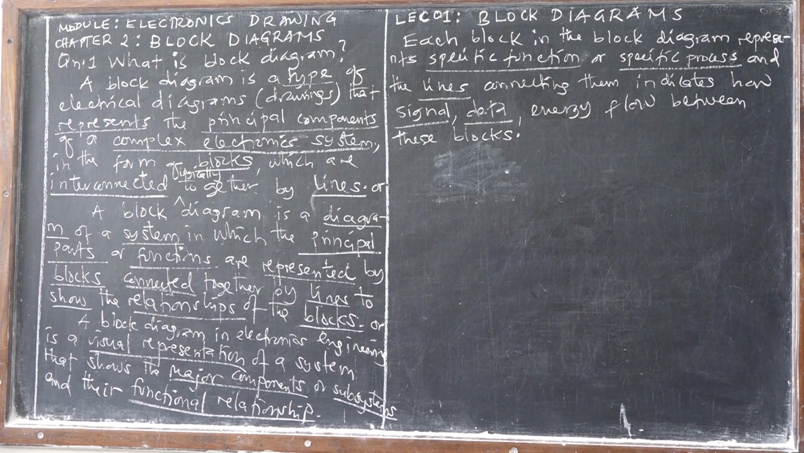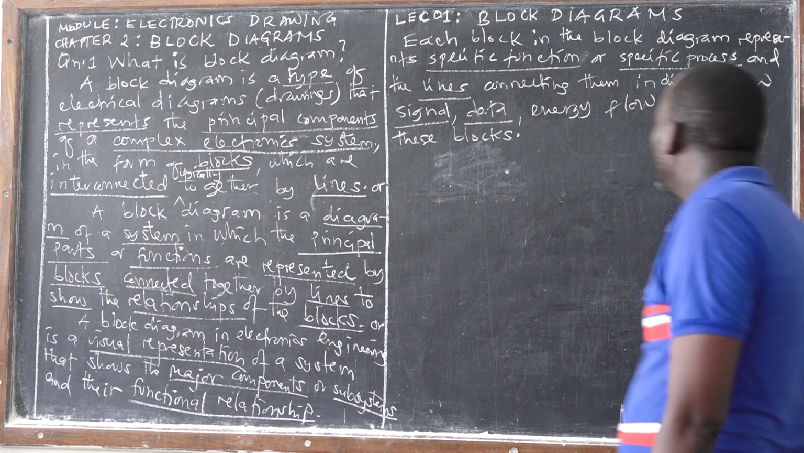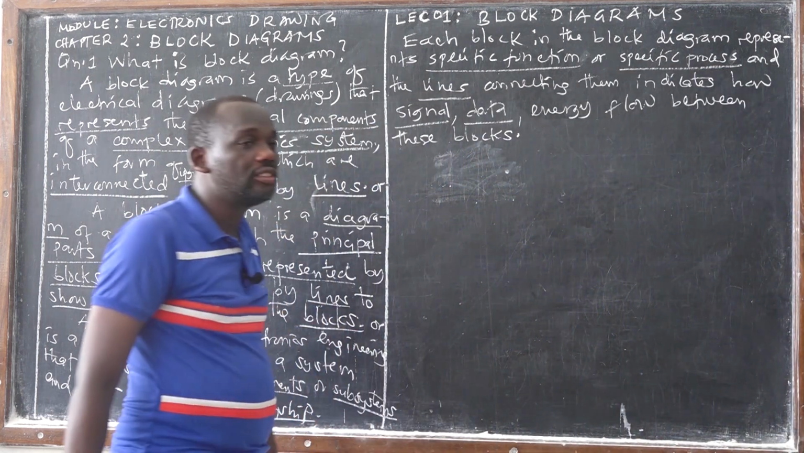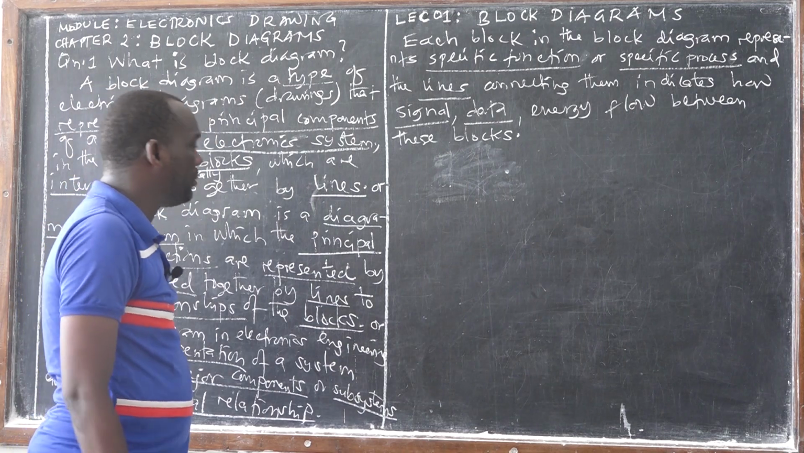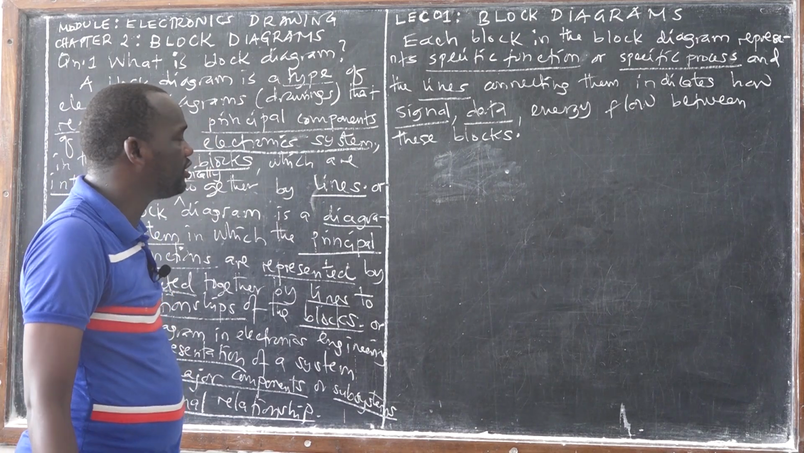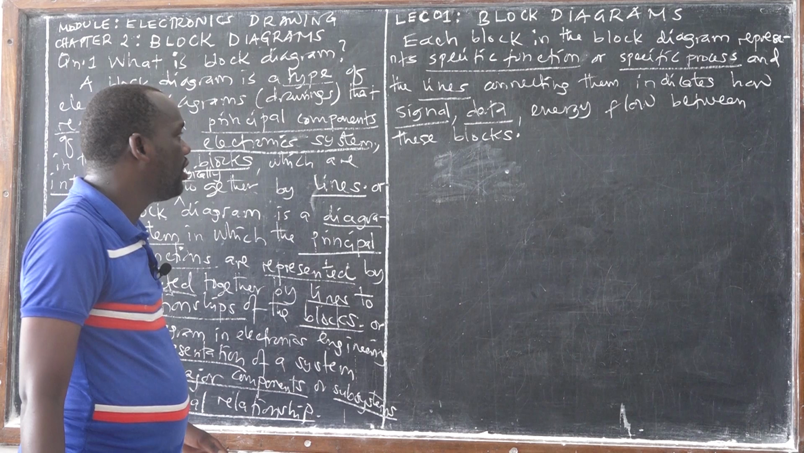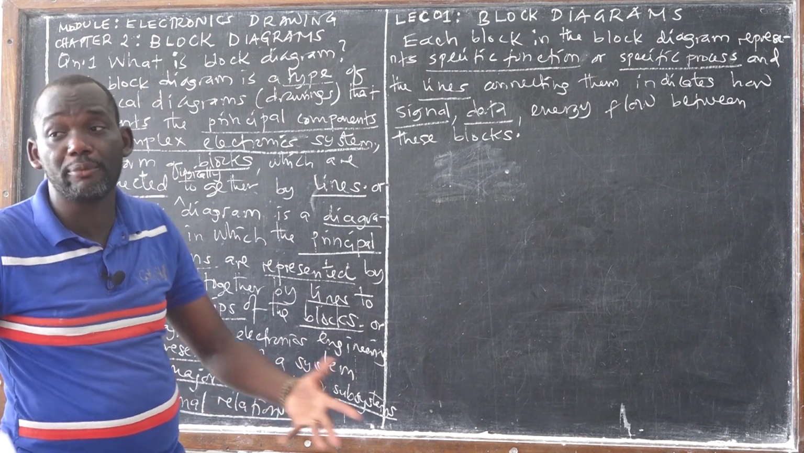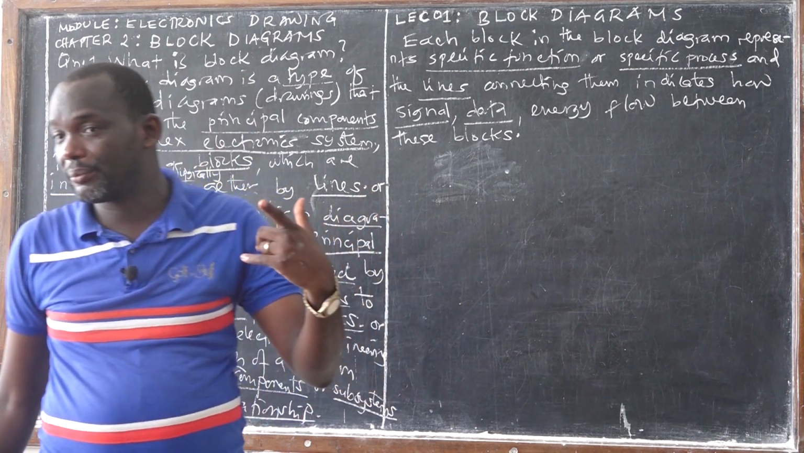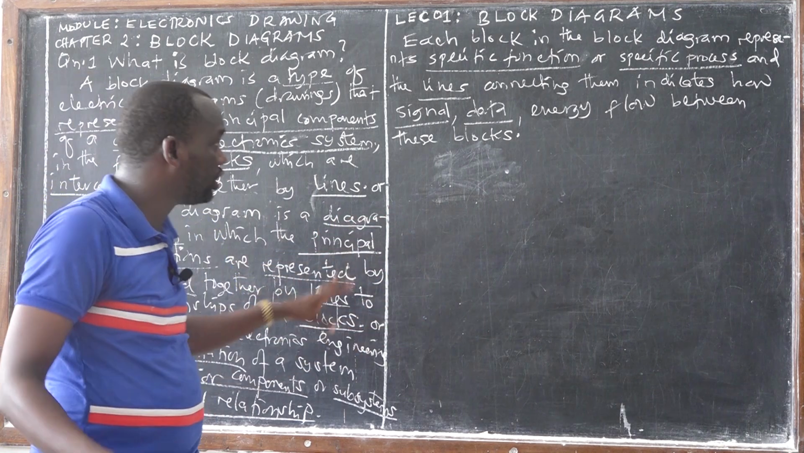So we say each block. Depending on the size of the block diagram, we might have 3 blocks or 4 blocks or 5 blocks or even 10 blocks within a single block diagram. So it depends on the system which is being represented.